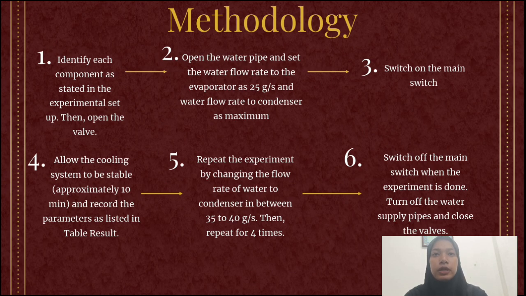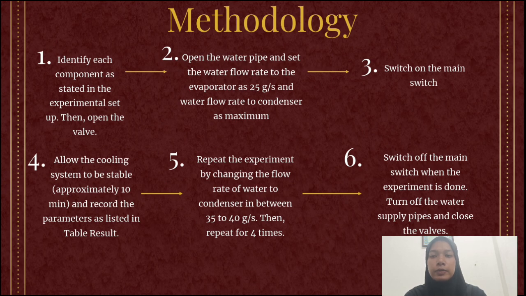Throughout the experiment, our group needs to make sure the water flow rate to evaporator is maintained at 25 gram per second, and at the first round of the experiment, we set the water flow rate to condenser as maximum, which is 50 gram per second. Next, switch on the main switch and allow the cooling system to stabilize for approximately 10 minutes and record the parameters as listed in the result table.